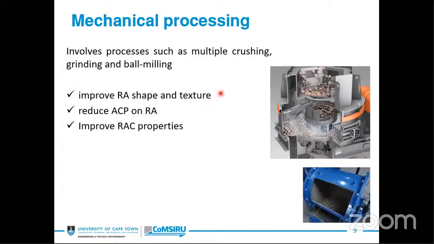The first is mechanical processing. Mechanical processing involves crushing, ball milling, abrasion, and other mechanical processes. Here, recycled aggregate shape is generally improved, and of course, the rough texture is also improved. The consequence is that there is a reduction in the overall amount of attached cement paste, and consequently, the properties of the recycled aggregate concrete are improved. Usually, the mechanical properties and the durability properties will be improved.